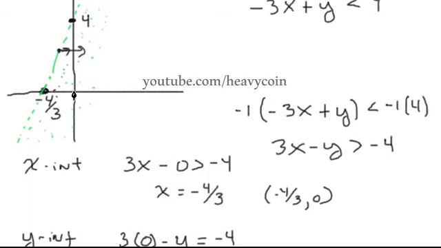And we can always choose 0, 0 to test this. Right, we plug 0 in for x, we get 3 times 0, 0, minus 0, and therefore 0 is greater than -4. Okay, so I always choose the origin because it's a whole lot easier to choose. Right. So we shade everything to the right of our dotted line.